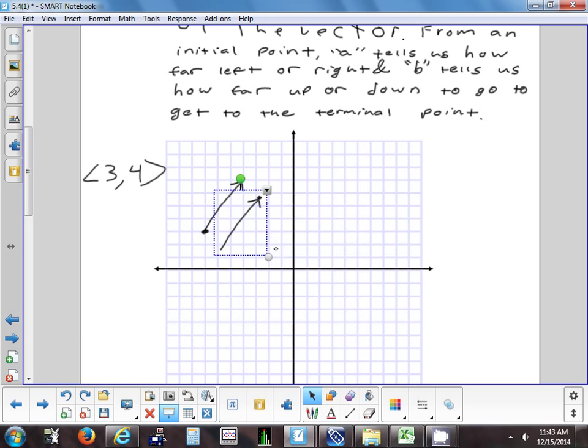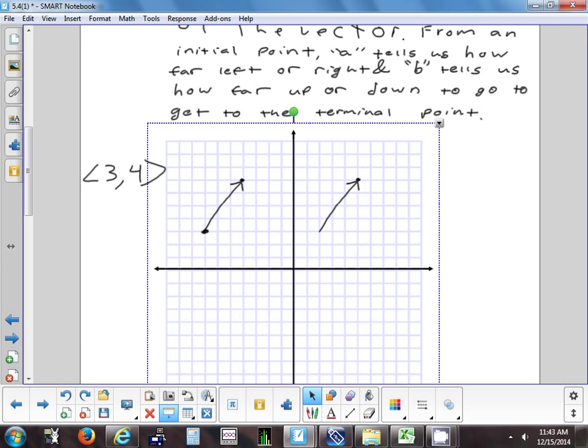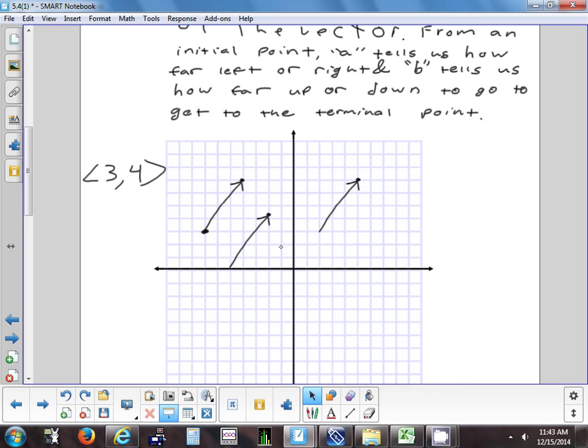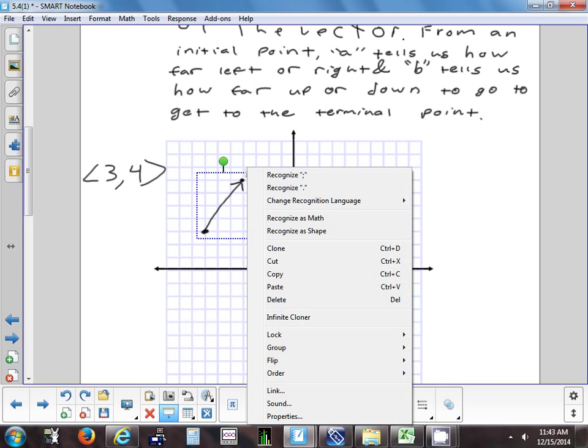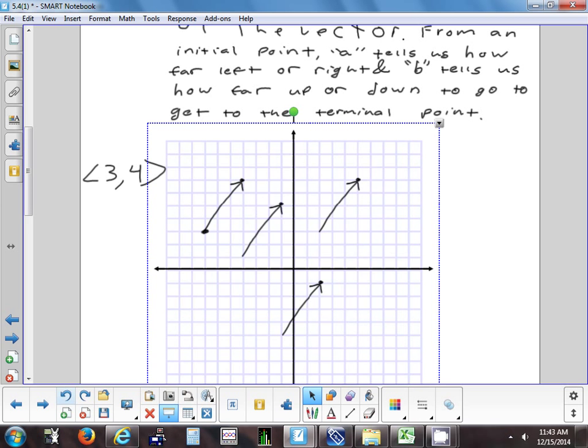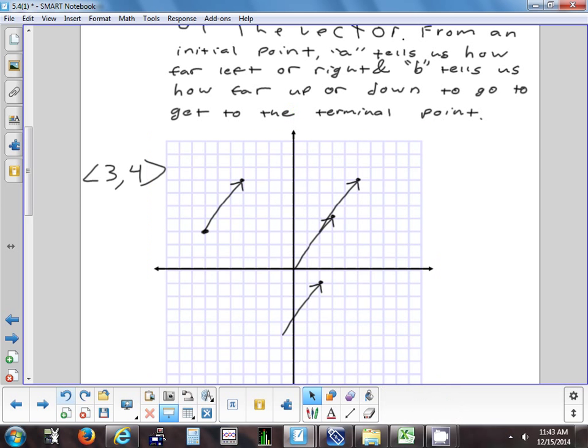Okay. Here's another one. It has an initial point and a terminal point, 3 right, 4 up. Any of those vectors represent 3, 4, including that one. And if we put it at the origin, that's usually the best place to put it, because if you have an initial point that's 0, 0, it makes anything easier in terms of arithmetic.